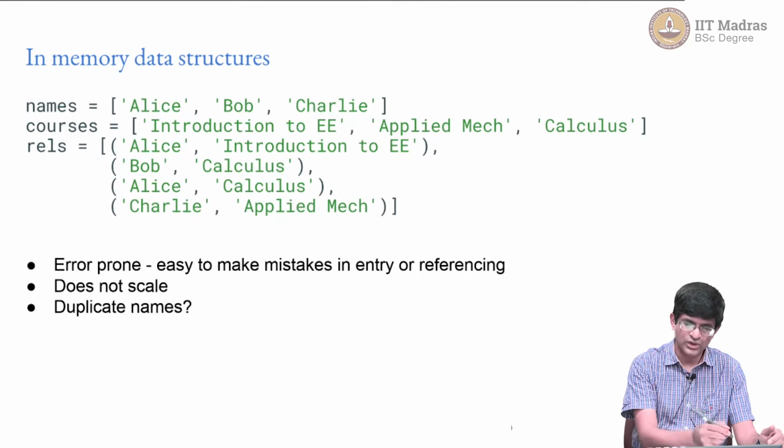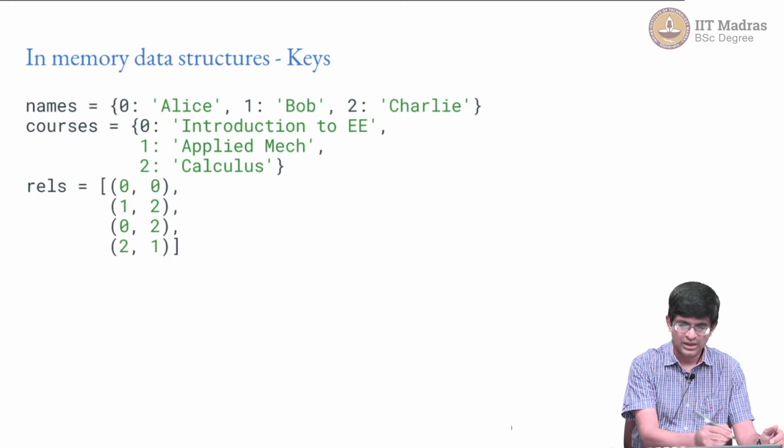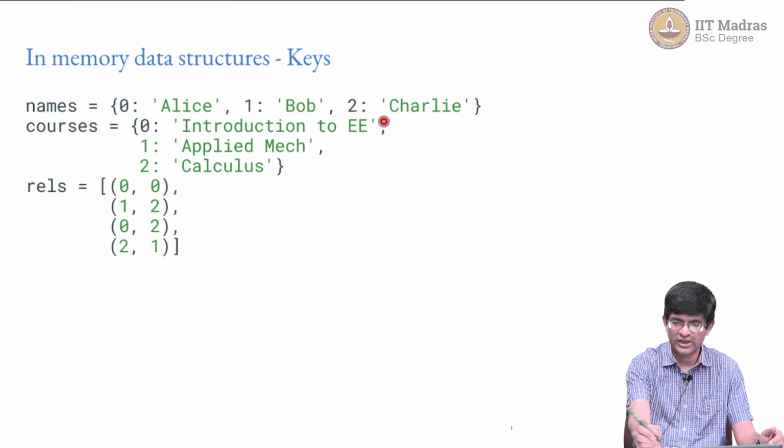We already saw how to solve parts of this problem. One way to do it would be for the names I actually give a key or an ID. So ID number 0 corresponds to the name Alice, ID number 1 corresponds to the name Bob, and ID number 2 corresponds to the name Charlie. Similarly 0 corresponds to Introduction to EE, 1 corresponds to Applied Mechanics, and 2 corresponds to Calculus. Now the same relations that I had earlier are represented in a very similar fashion, once again using tuples, but it's much more compact and the chance of making a typo by typing in the wrong information has been reduced.